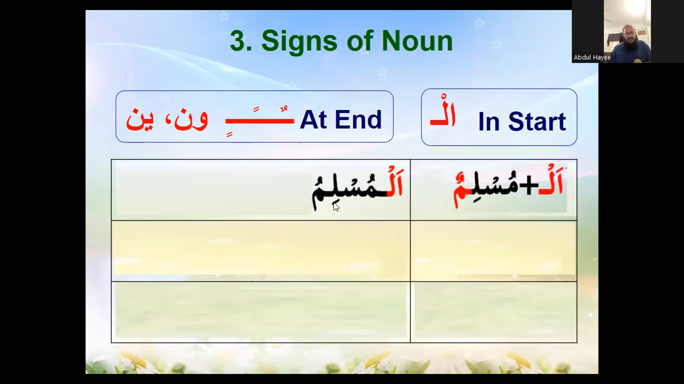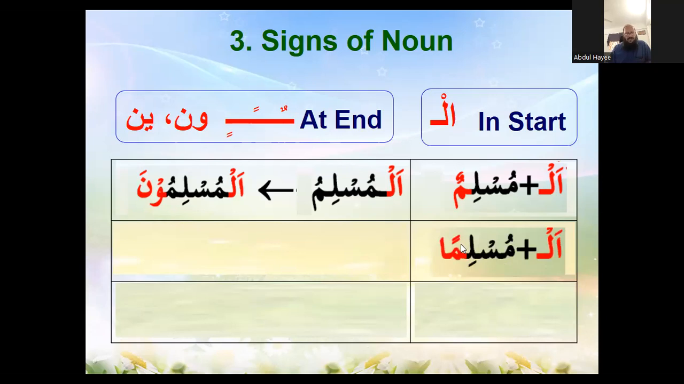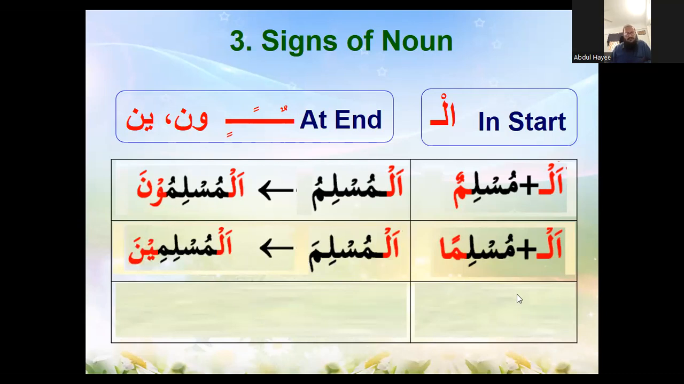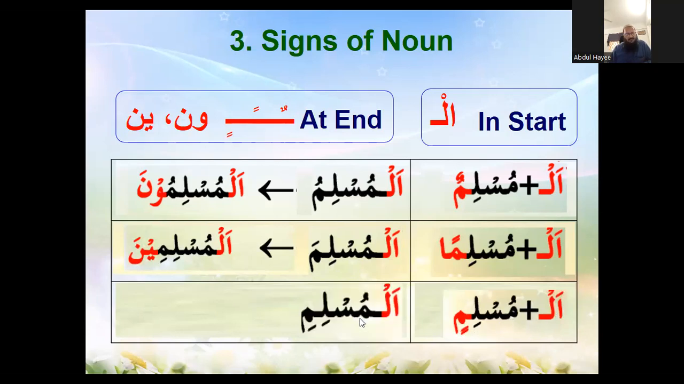And I want to make its plural now. I will add waw. It will become al-Muslimun. If I have got a word with double fatha, Musliman, and I want to add alif lam, it will become al-Muslima, meaning single fatha. And if I want to make it plural, I will add ya nun. It will become al-Muslimin. If I have another form with double kasra, I want to join the alif lam. It will become al-Muslimi, single kasra.